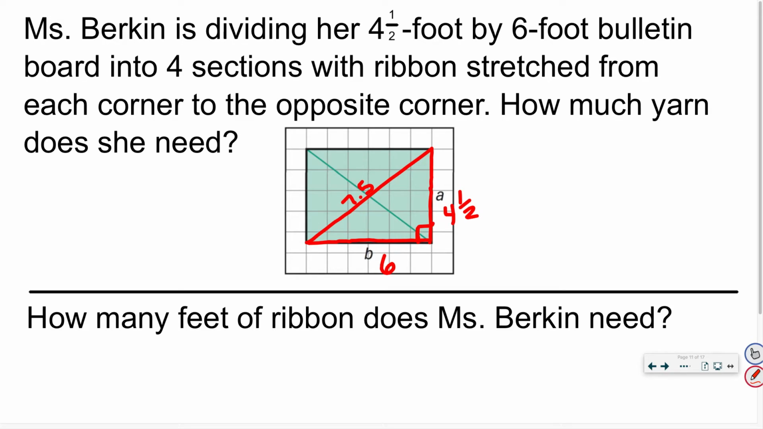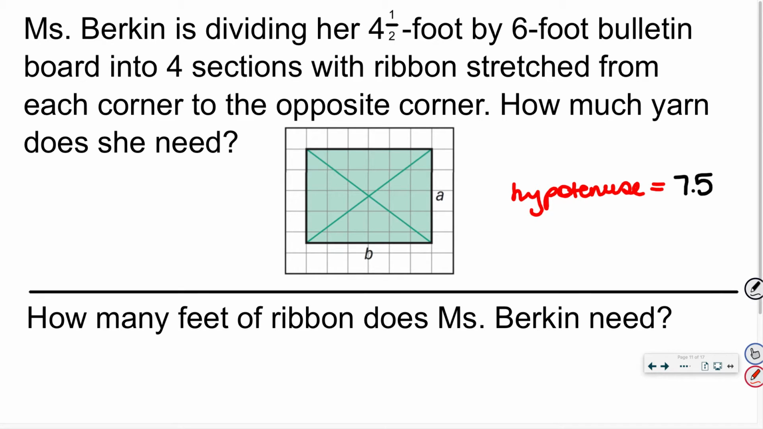So now you've done the Pythagorean theorem, you've done the calculation, but now we need to take it one step further and actually answer the question. When you see some of these real world examples, they may ask you for a little bit of an extension. So now, how much ribbon does she need? Think about it before you call it out. We found that the hypotenuse is 7.5. How many feet of ribbon does she need?